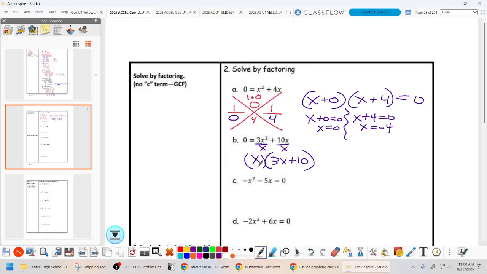And so now we set each factor equal to 0, and this one just becomes x equals 0. And this one, 3x plus 10 equals 0.